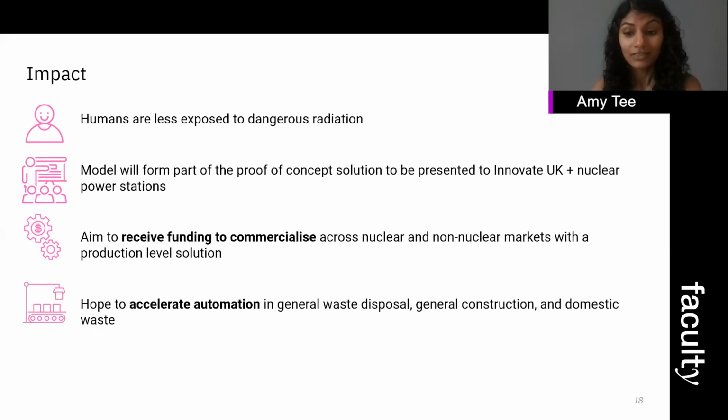And finally, there is the aim to accelerate automation in general waste disposal, general construction, and domestic waste markets.